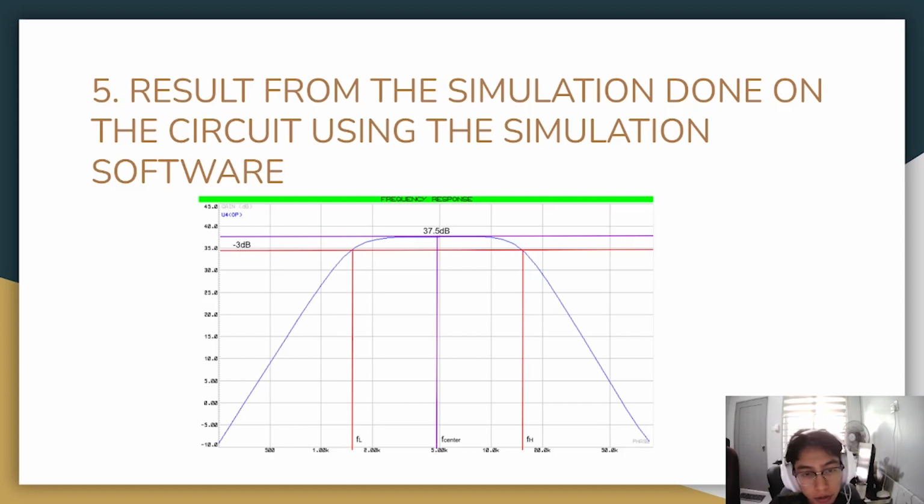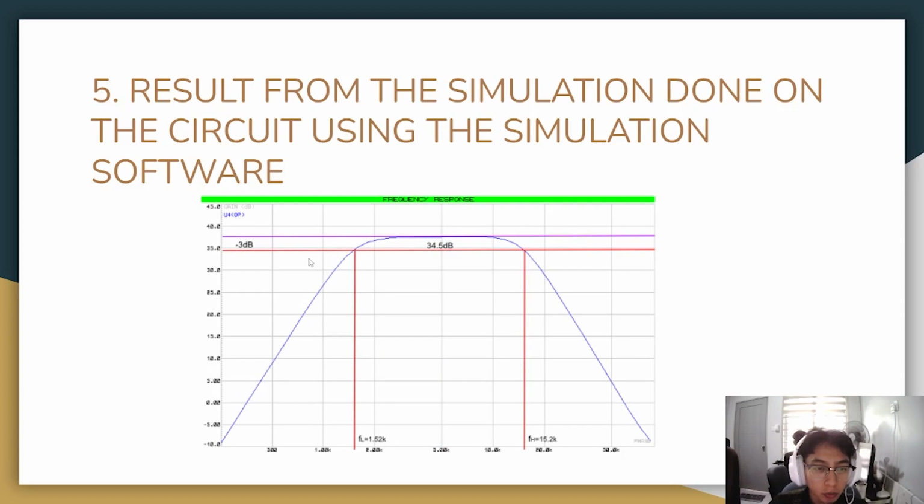and our filter specification. To get the FL and FH, we must subtract 3 dB. So minus 3 dB, we get 34.5 dB, and FL is 1.52 kHz and FH is 15.2 kHz. So the difference is around 200 Hz.